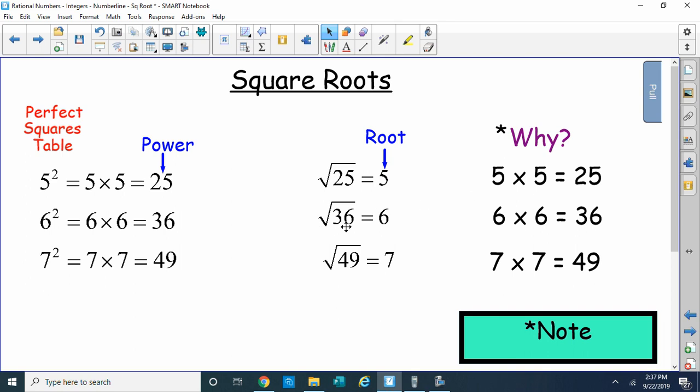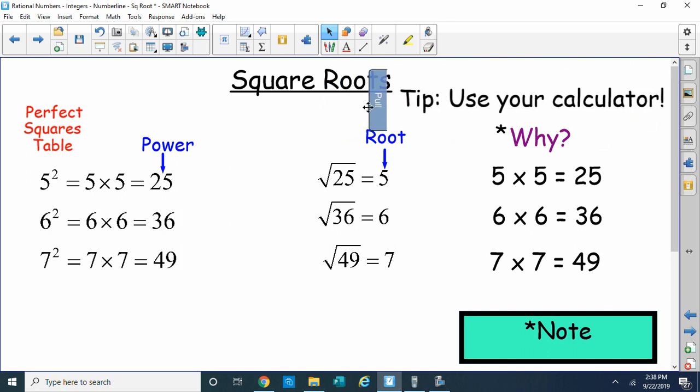Square root of 36 equals 6. Why? Because 6 times 6 is 36. Square root of 49 equals 7. Why? Because 7 times 7 is 49. So my tip would be use your calculator.